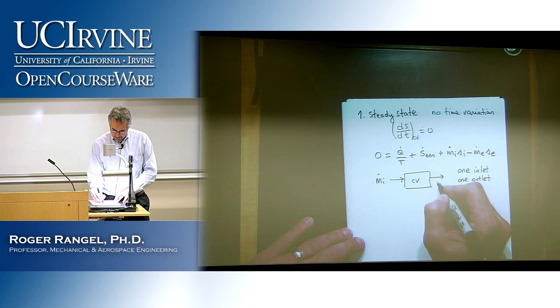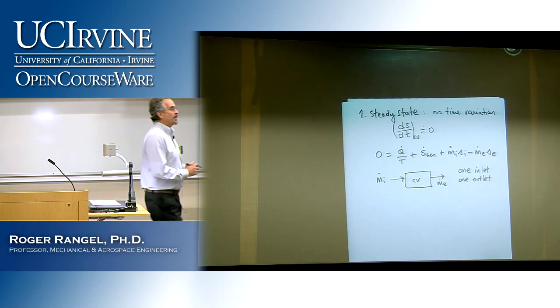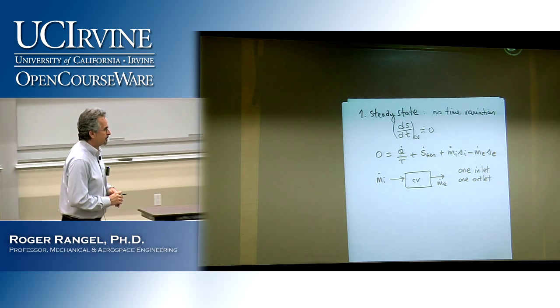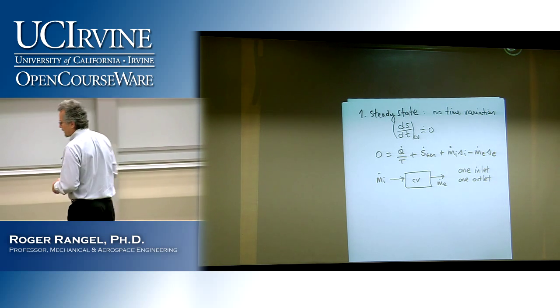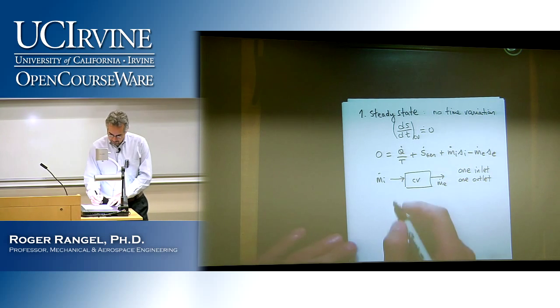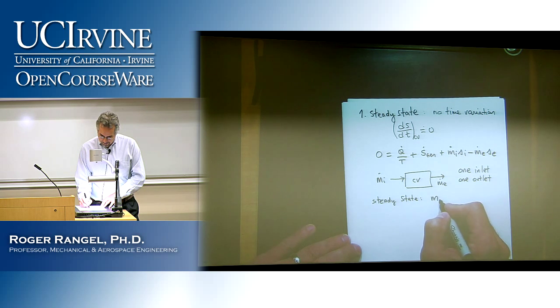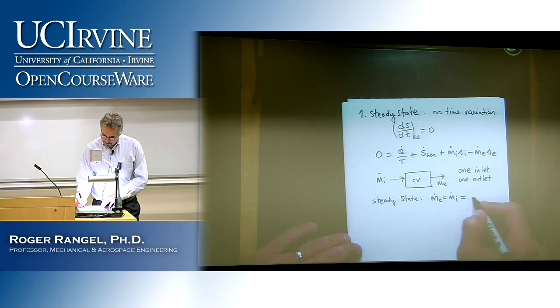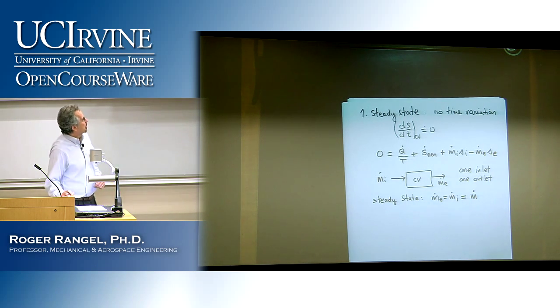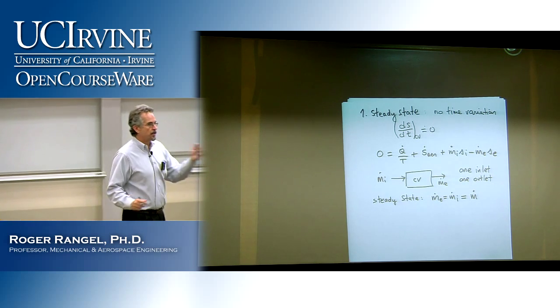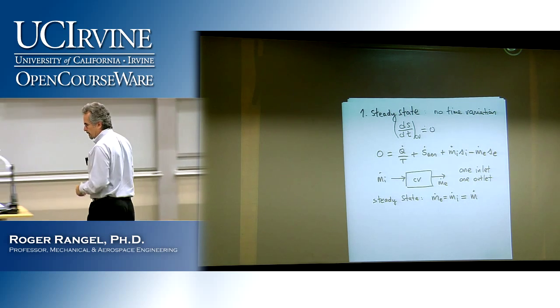m dot I, m dot E. What happens in that case if we are in steady state? m dot E equals m dot I, right? So in steady state, m dot E equals m dot I, and therefore we don't really need the subscript anymore. We can just call it m dot. That's the mass flow rate that is going through the device. It's the same at all times.